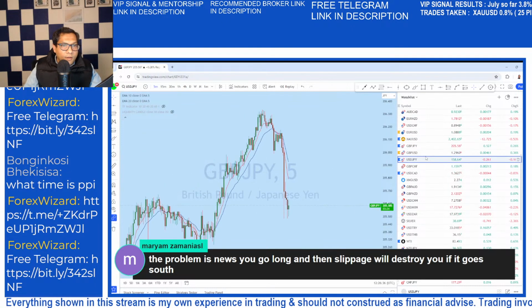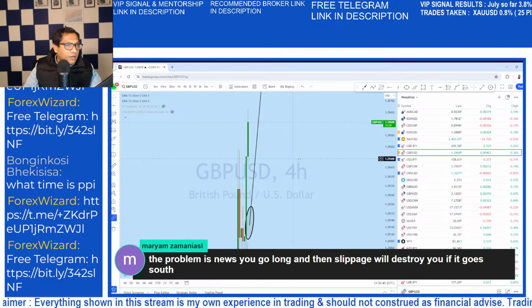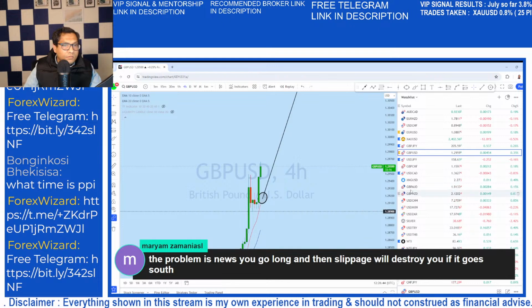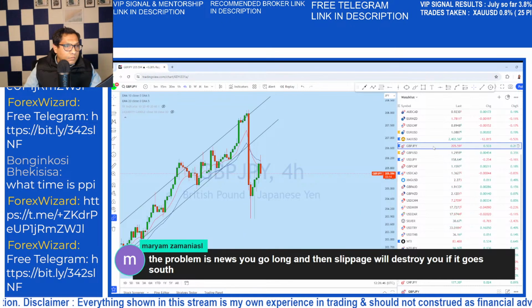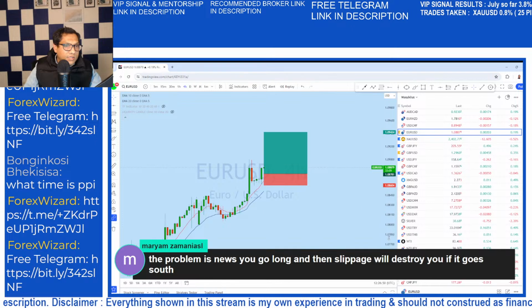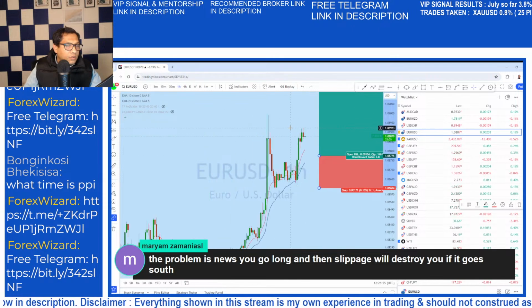GBPJPY, British pound US dollar. Let's see where it is heading. And Euro USD, we can see a bit of pullback. We are running another trade on Euro dollar.